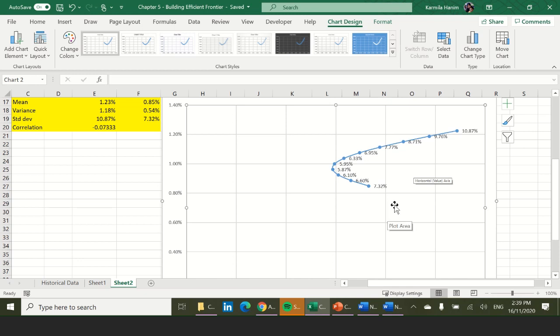So remember that an efficient frontier is a portfolio that provides the highest return for a given level of risk. Okay, so from this graph, this upward sloping part here represents all the efficient portfolios that provide the highest return at each risk level, and this boundary here is what we call an efficient frontier.